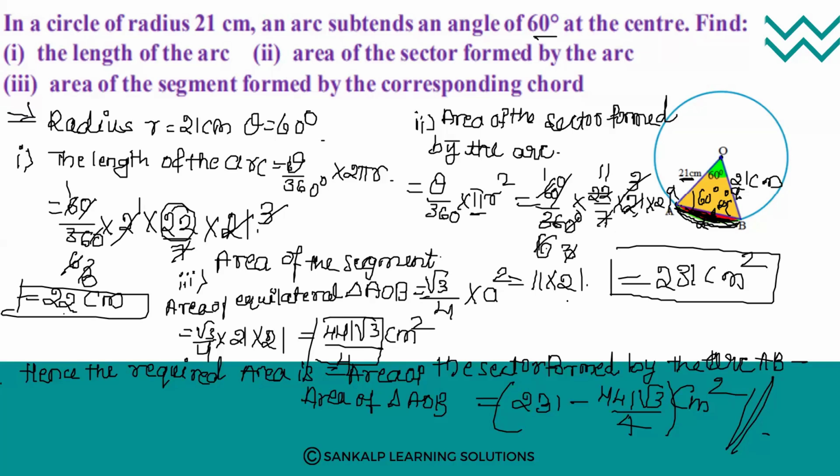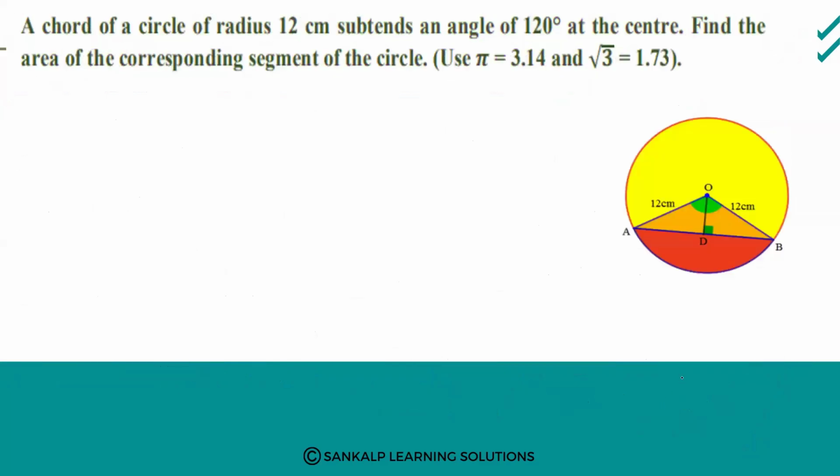Now, by using these two values, we can find the area of segment, that is area of sector formed by the arc AB minus area of triangle AOB, that is 231 minus 441 root 3 divided by 4. This is our final answer. Yes. Okay. Now, chord of a circle.